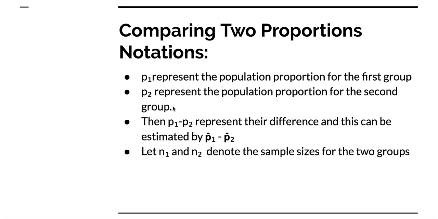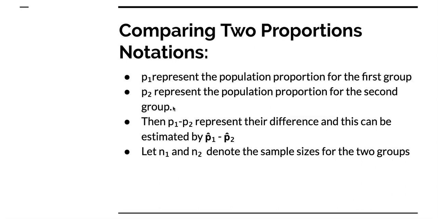The last notation is n. When we just say little n, I was talking about the sample size. But now we have 2 proportions and 2 populations, so we're going to have 2 samples. Little n1 and n2 represent the sample size for the 2 groups.